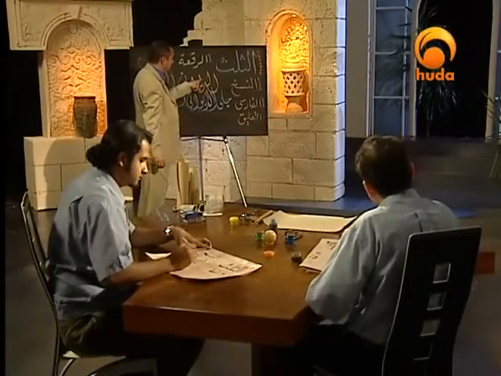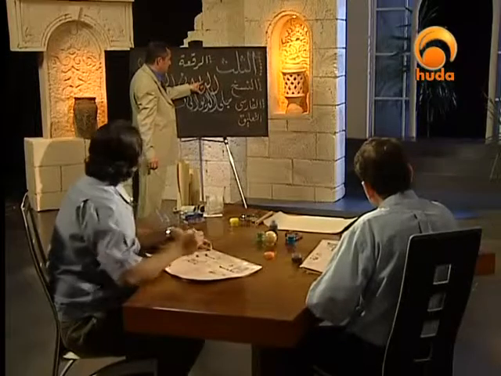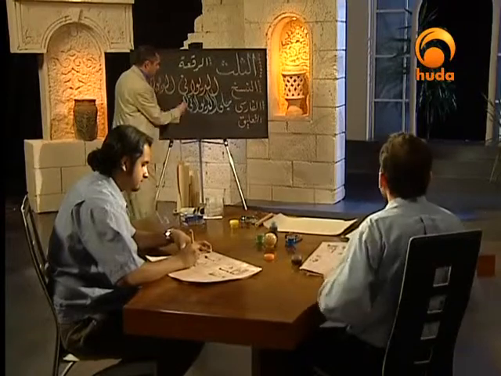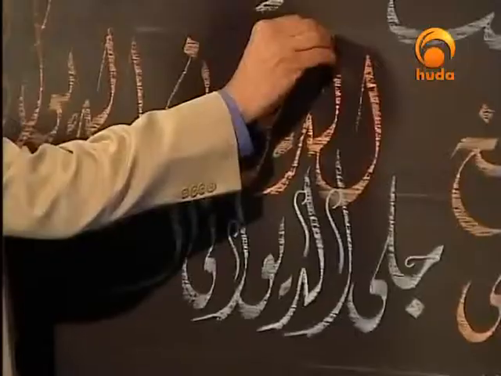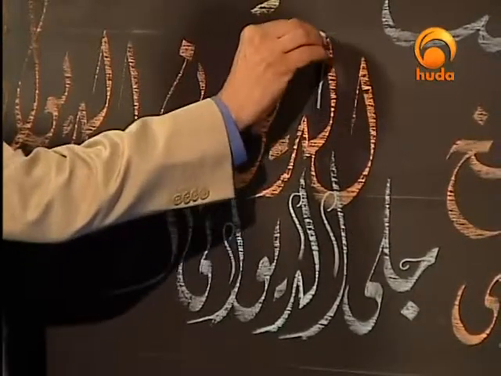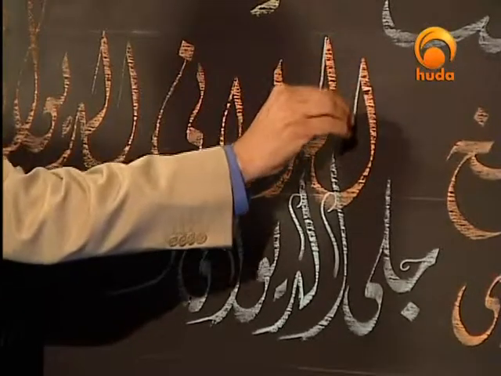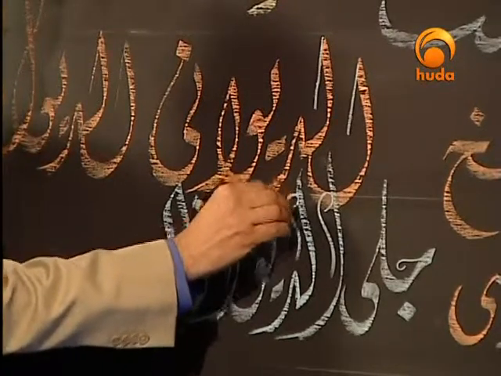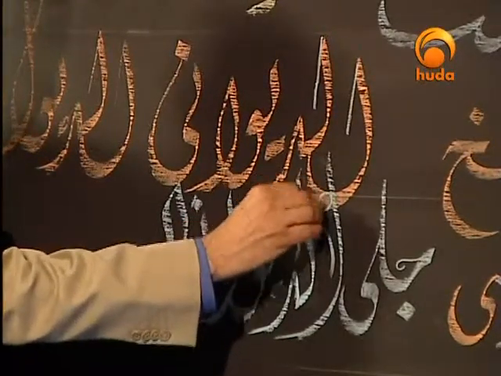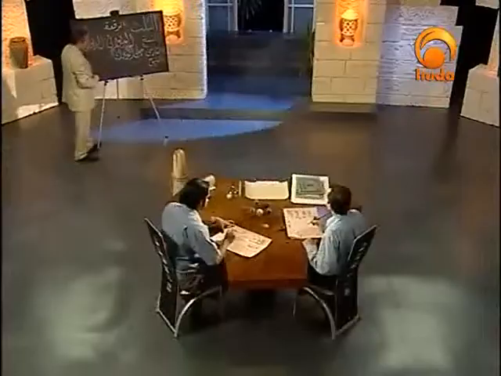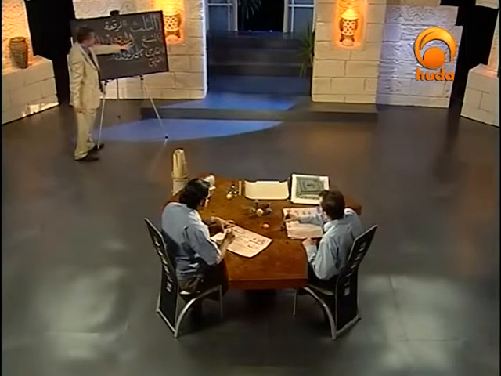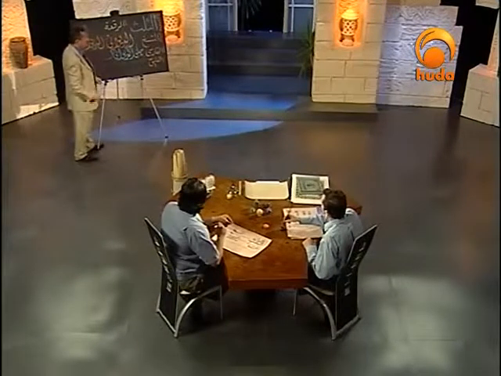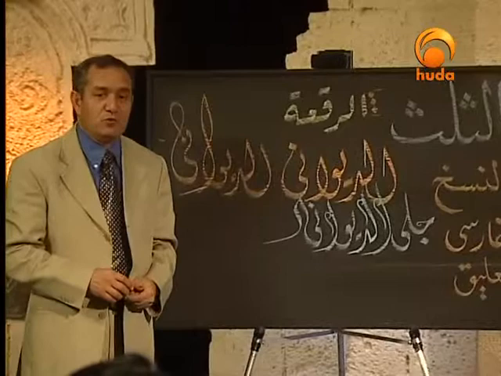Jali Diwani is close to Al-Diwani, and most of the letters are taken from the Al-Diwani style, except some, in Alif or Lam, where we have to make this thin hand, and also here, but here we have to do this decorative hand like this, and here also like this. So now we have Thuluth, Naskh, Riq'a, Diwani, Jali Diwani, Farsi, and we also have Kufi style.